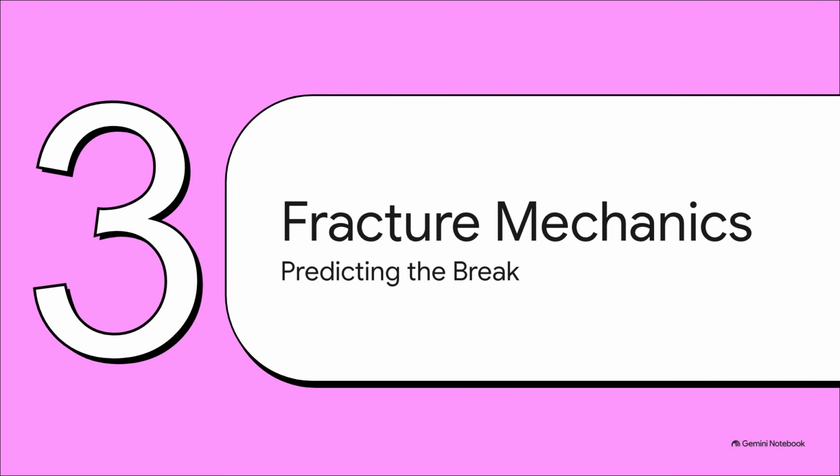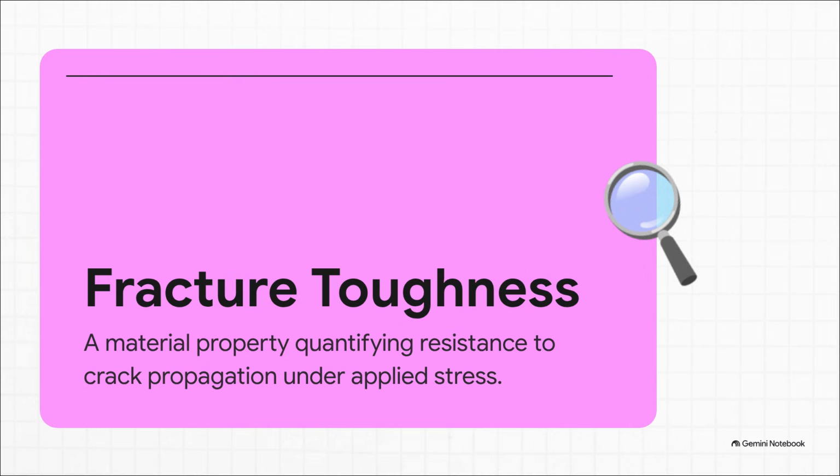Part 3. Linear elastic fracture mechanics, predicting the break. So, this brings us to the mathematical framework we use to predict exactly when a crack will become unstable. Because if we know a flaw's in there, we absolutely have to know how much load it can take before it violently runs away. Instead of getting bogged down in heavy derivations, let's just define fracture toughness, represented by KIC.